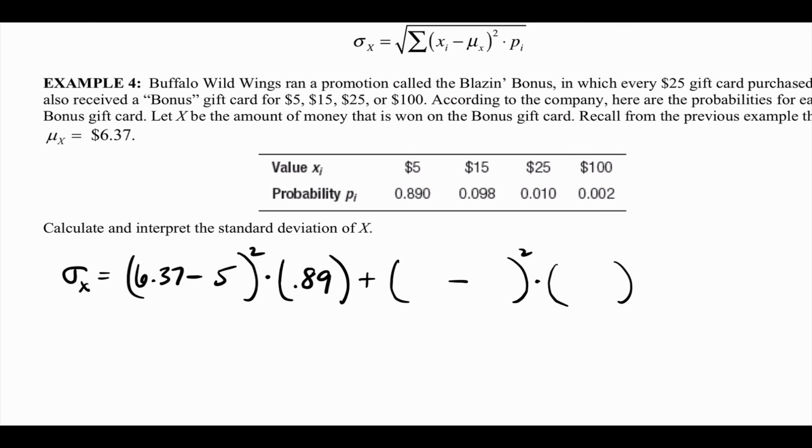Wait, I did that backwards. Sorry. The mean is supposed to come second, so it's supposed to be 5 minus that. The formula was right. I was wrong. In the formula, take x minus the mean. So the mean's always going to be the same for this problem because it's always 6.37. The x value changes though. The next one's 15, times 0.098.